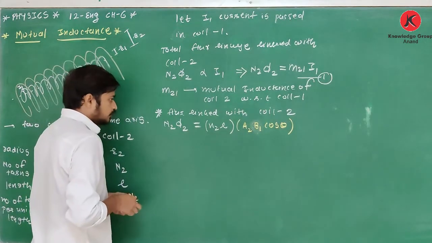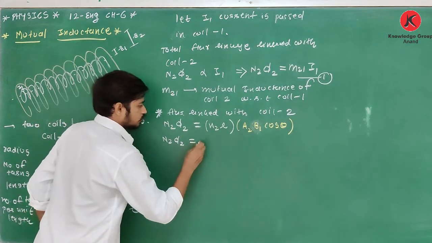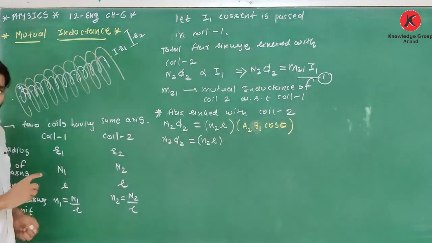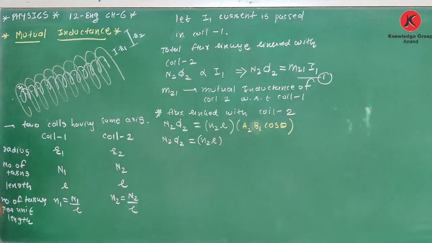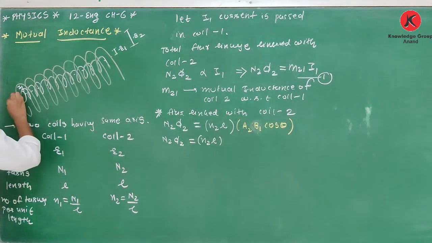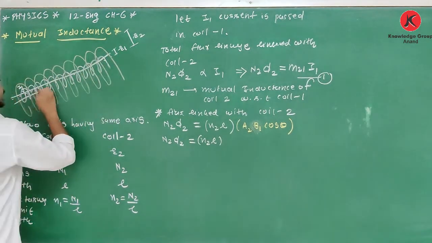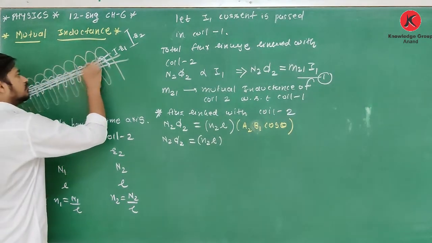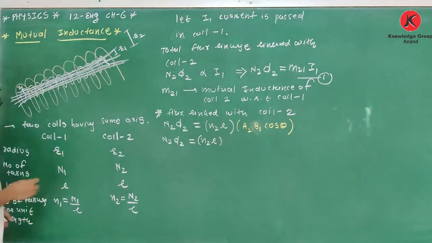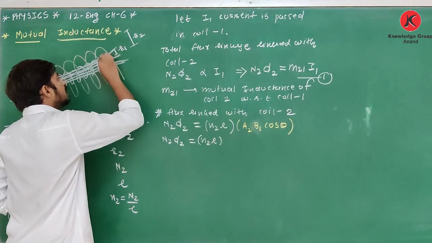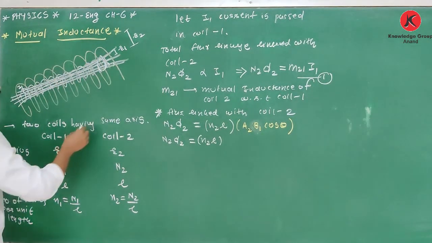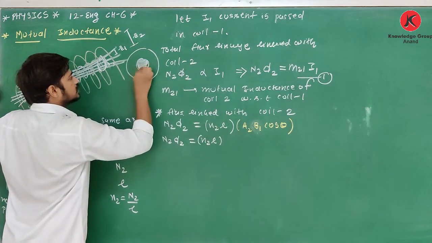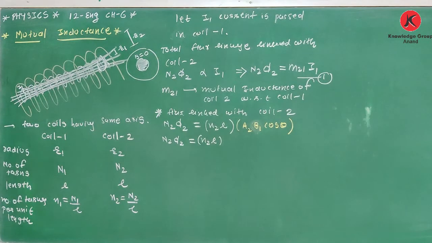So N2 phi 2 is equal to N2 times A2 B1 cos theta. A2 means area, the cross-sectional area of this coil 2, whole? Not whole. See why, what is the reason? Here current is passed in coil 1. So magnetic field is only inside this coil. Yes or no? Magnetic field is only inside this coil, we can say only in this region. If I draw its cross section like this, magnetic field is only in this region. In this region there is no magnetic field.